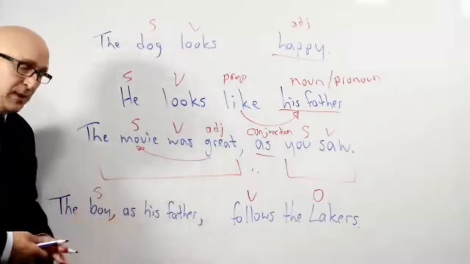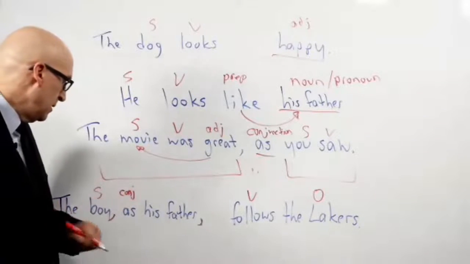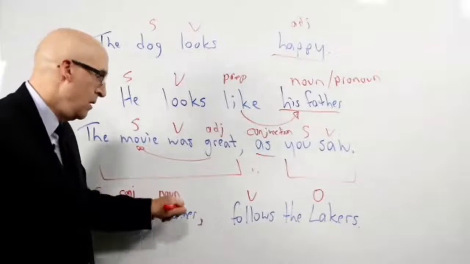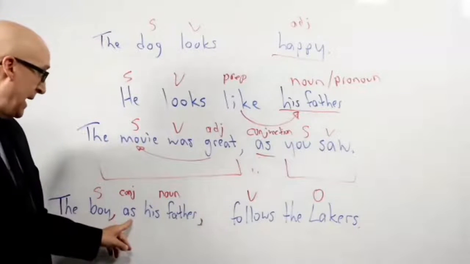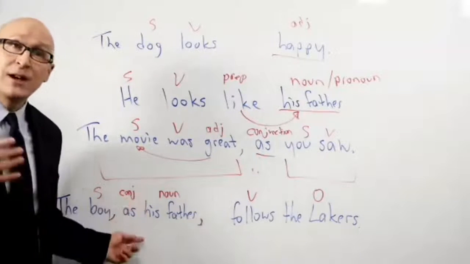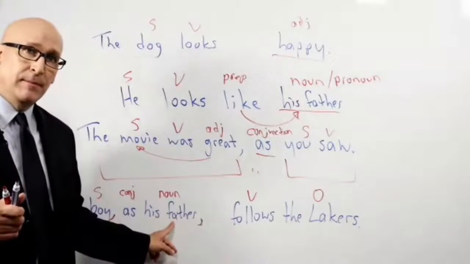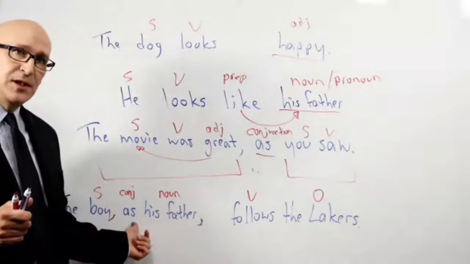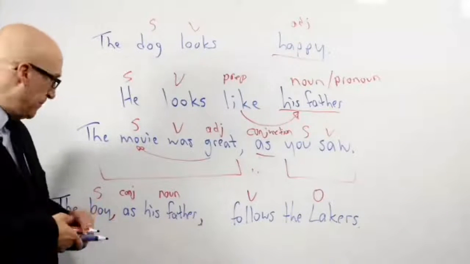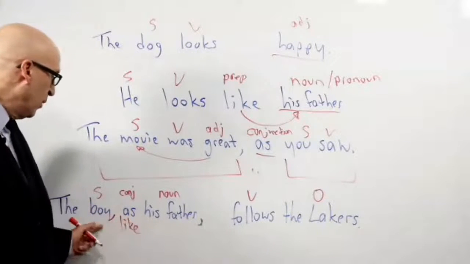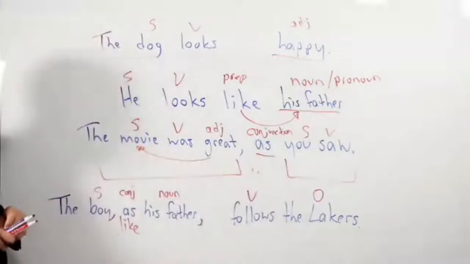But then we're going to add something in the middle. And we have as, which we know is a conjunction. And then we have a noun. So you can see what's happening here. Here we have as, which conjoins or connects clauses, but it's followed by a noun only. And that's a problem, right? So what word do we use to connect a noun? Before the noun, pre the noun, we need like. This is where like should be. The boy, like his father, follows the Lakers, right?